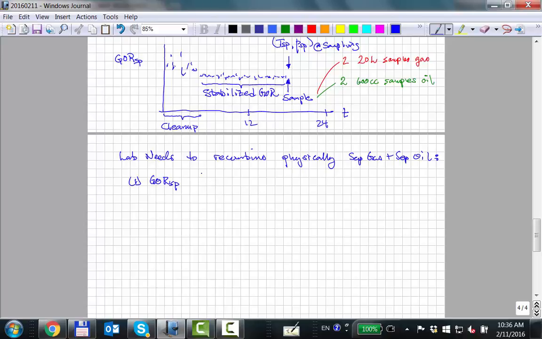They need that in standard cubic feet per separator barrel, or standard cubic meters per separator standard cubic meter, doesn't matter. But the point is that they need it with that volume unit of oil. They should not be given standard cubic feet per stock tank barrel.